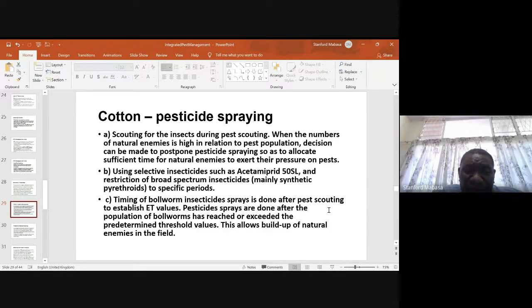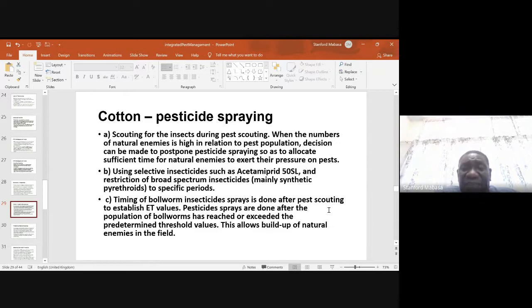So timing of bollworm insecticide sprays is done after pest scouting to establish the ET values, or the economic threshold values, represented by ET. Pesticide sprays are done after the population of bollworm has reached or exceeded the predetermined threshold values. This can also allow build-up of natural enemies in the field. So when we are spraying, we should take care of these natural enemies.